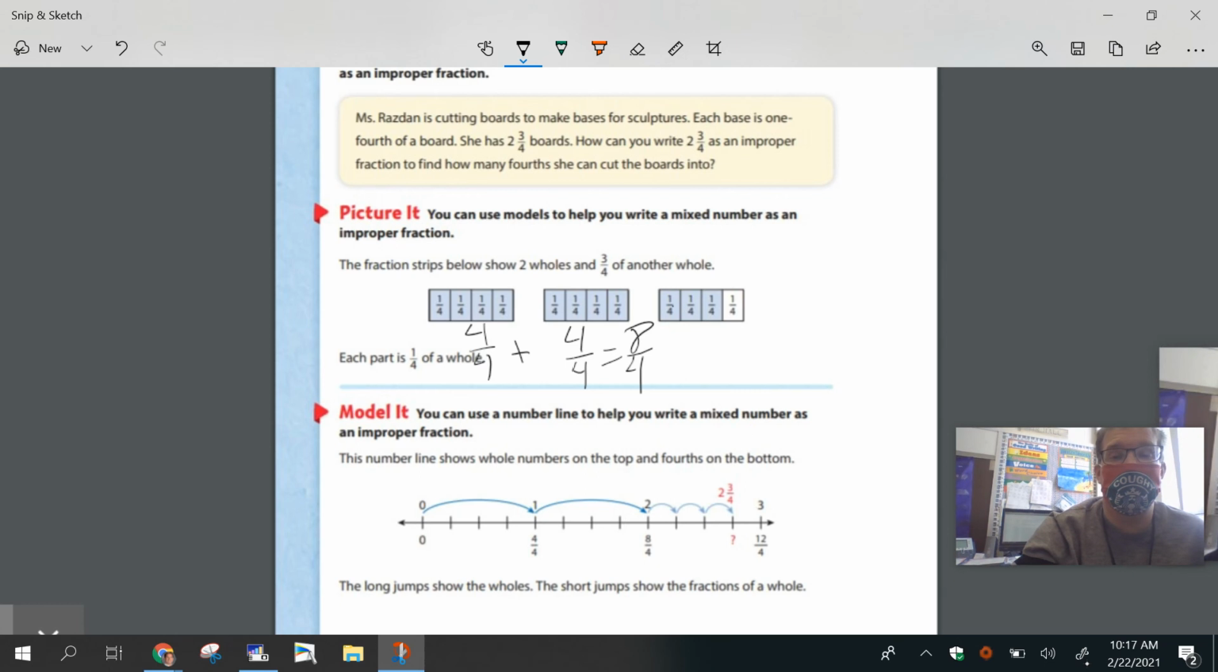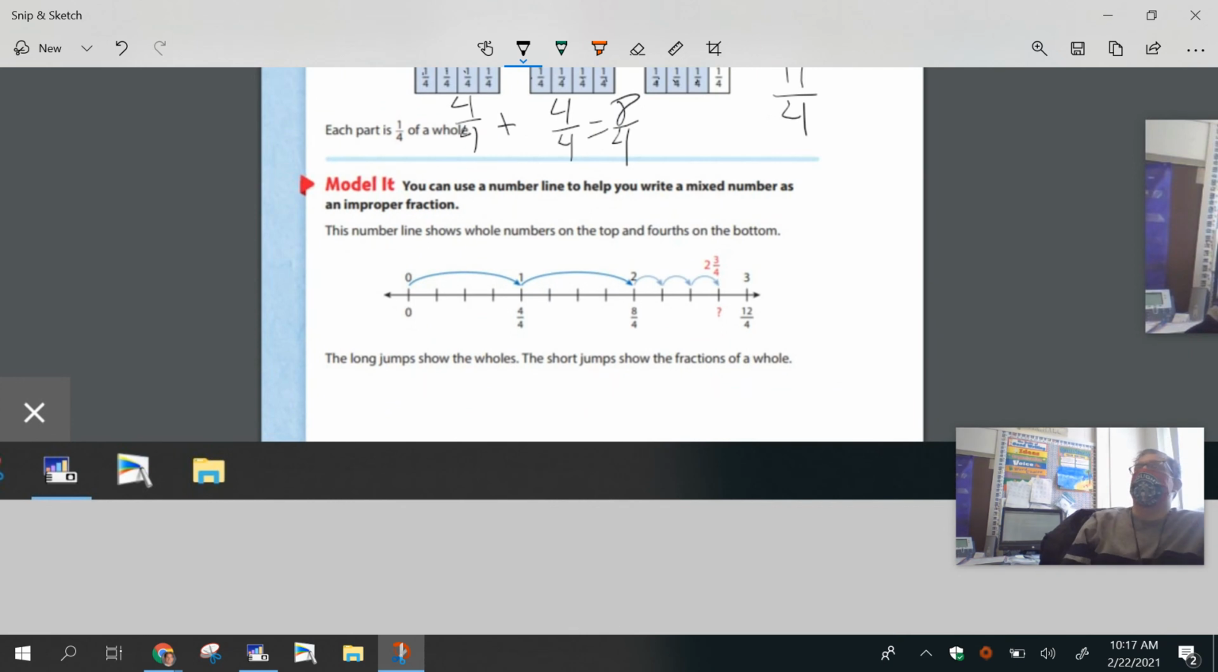Now we have to add 3 more fourths. What's 8 plus 3? 11 fourths. That would be the improper fraction, 11 fourths, because you have 1, 2, 3, 4, 5, 6, 7, 8, 9, 10, 11 fourths. Okay.